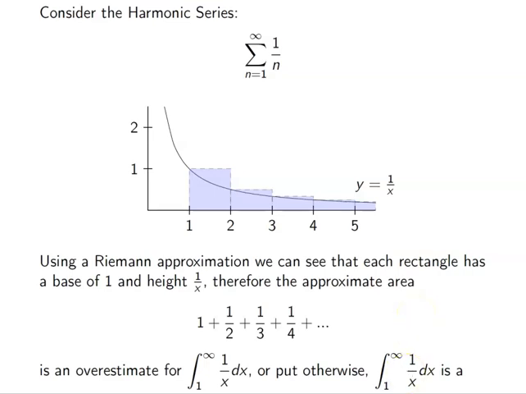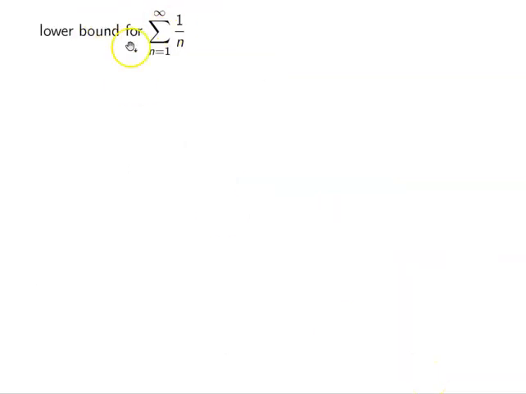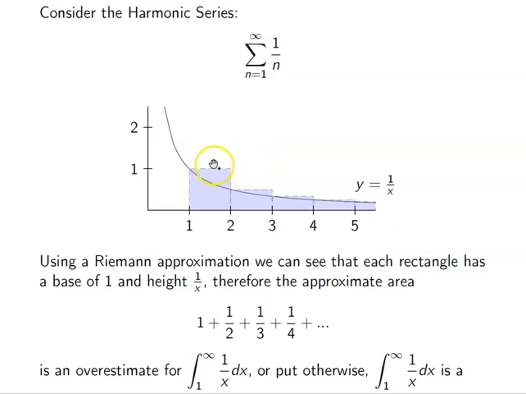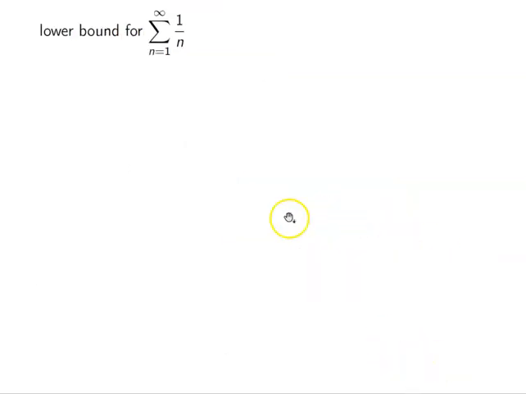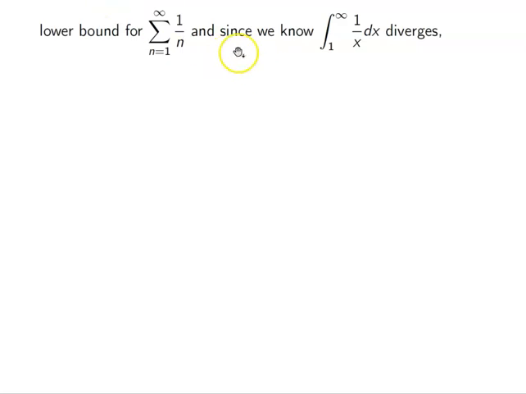So to put this otherwise, the integral from 1 to infinity of 1 over x with respect to x is a lower bound for the sum of the series. My harmonic series is larger than this integral, this area. So this area from 1 to infinity of 1 over x is a lower bound. It bounds it on the low side. And I know that the area under this curve diverges from 1 to infinity from our study of improper integrals, right?